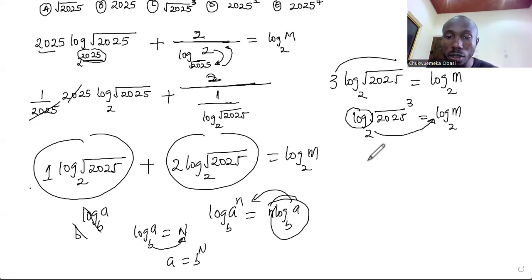So you now have the square root of 2025 to the power 3 is equal to 2 to the log m base 2. Now, when you have 2 to the log m base 2, these 2 can take care of this logarithm. So now you have the square root of 2025, to the power 3 is equal to m. So this is the answer to this problem.